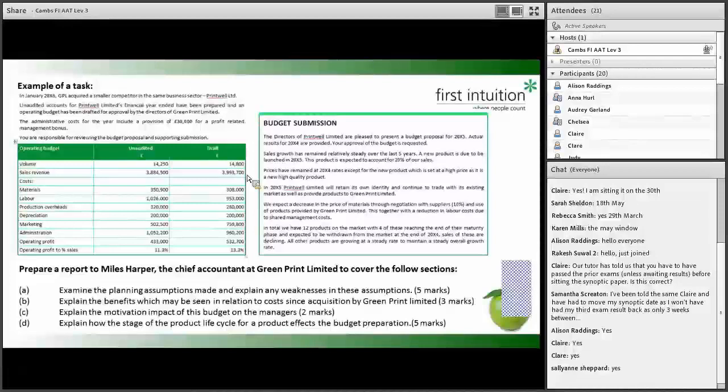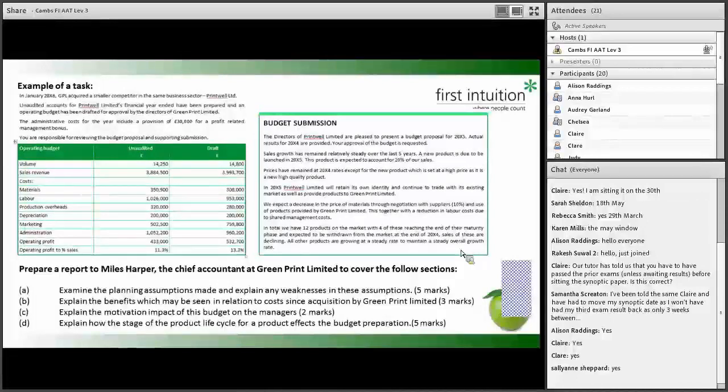We'd need to bear in mind when we're going through this that this is a smaller competitor that Greenprint Limited have acquired. So this would be now adding to their organisation, to their business. And this was just part of the requirements for this task, which was to prepare a report to Miles Harper, the chief accountant. If the question didn't say that he was the chief accountant, we'd be looking back to the pre-seen to see who he is in the organisation.